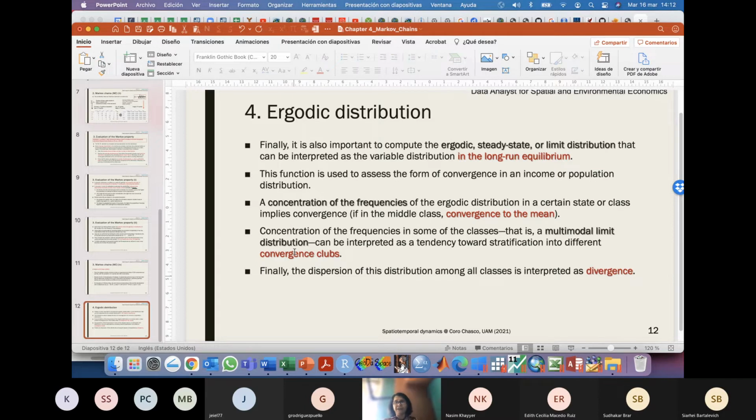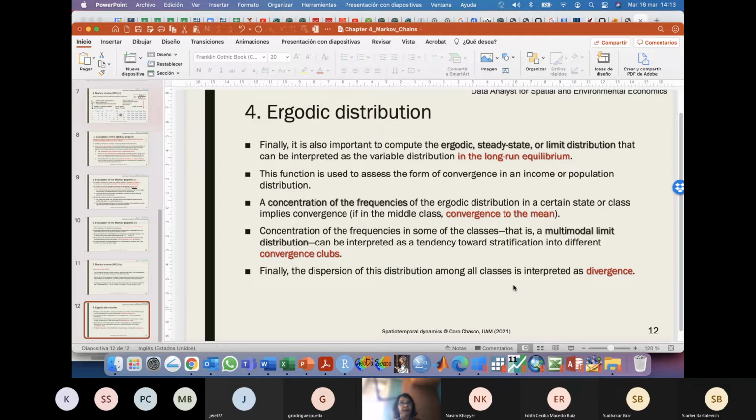or for whatever place. And finally, if we have a dispersion, where we don't get very different probability values among all classes, this could be interpreted as divergence. So divergence is that they are not going to stop at a specific point. The big ones are going to grow, and the small ones continue losing population. They are not going to converge.